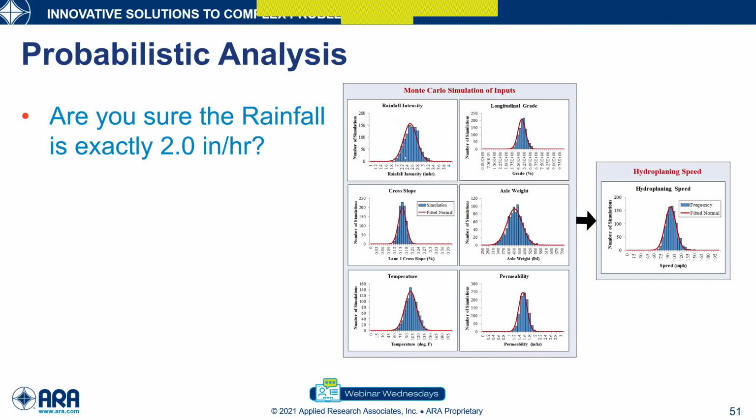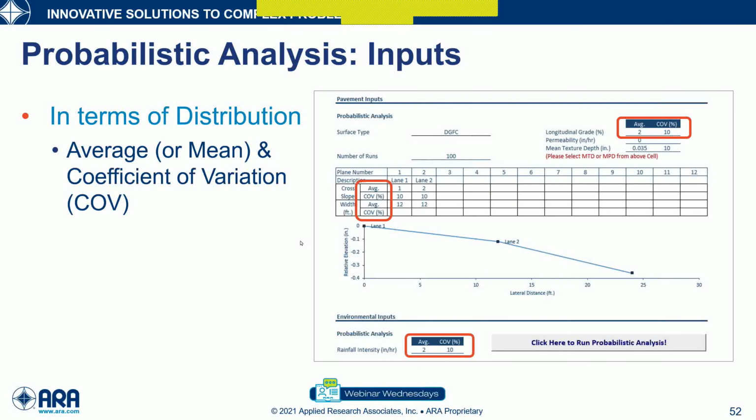So the probabilistic inputs must be defined in terms of distribution. So we'll need to input the mean and the standard deviation rather than a fixed value. So if you're not completely sure that your rainfall intensity is going to be 2 inches per hour, but you know it's on average 2.5 with a standard deviation of 1 inch per hour, you can input those values. And the output variables are going to be calculated from a set of randomly generated values from all those input parameters.